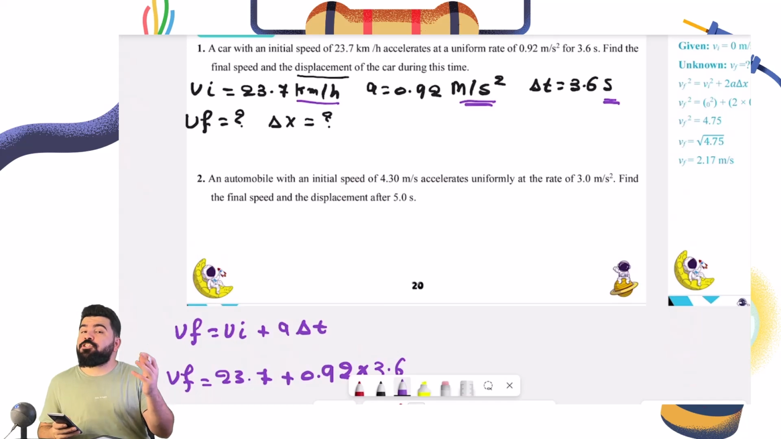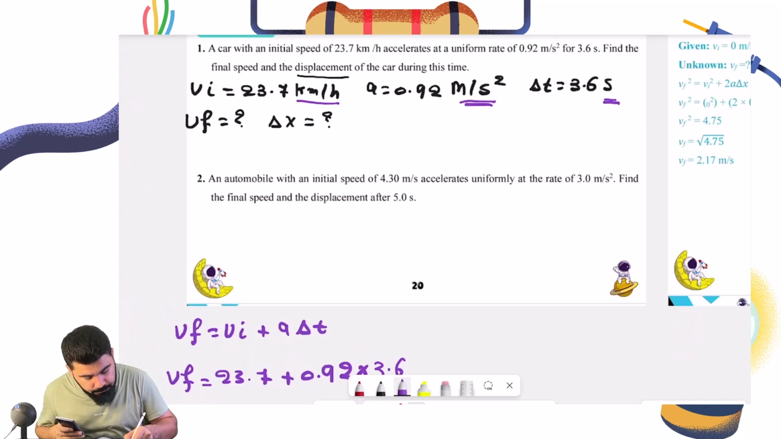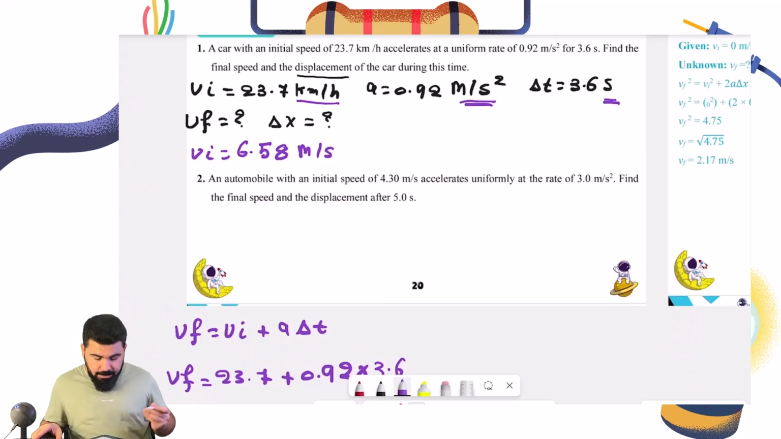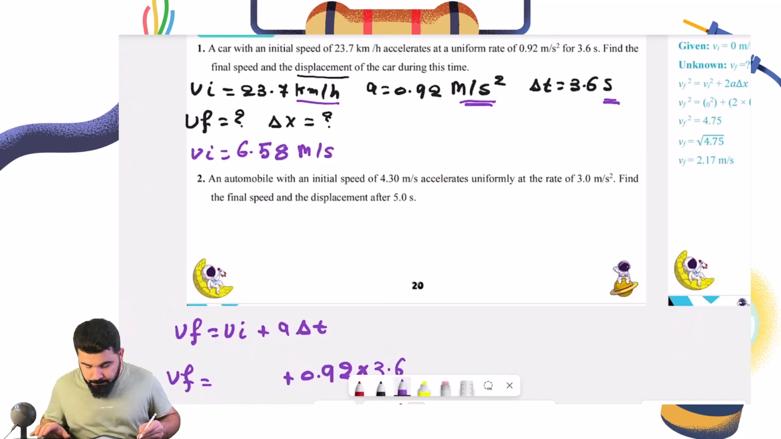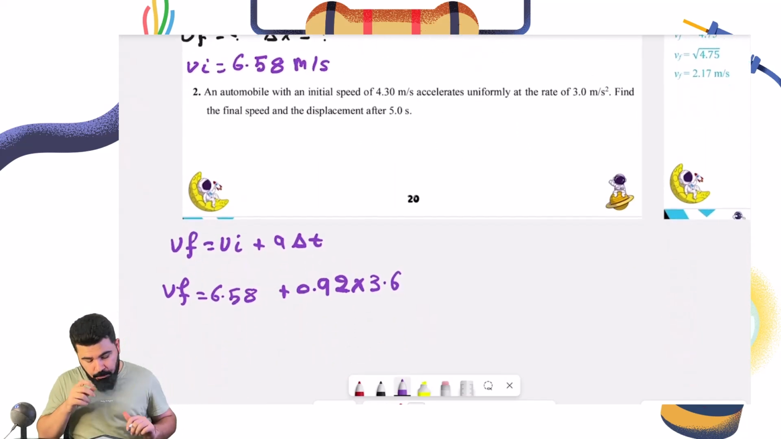V initial is 23.7. How can we change that to meter per second? Divide this by 3.6, okay? And we have 6.58. So V initial is equal to 6.58 meter per second. Now this is the correct way.